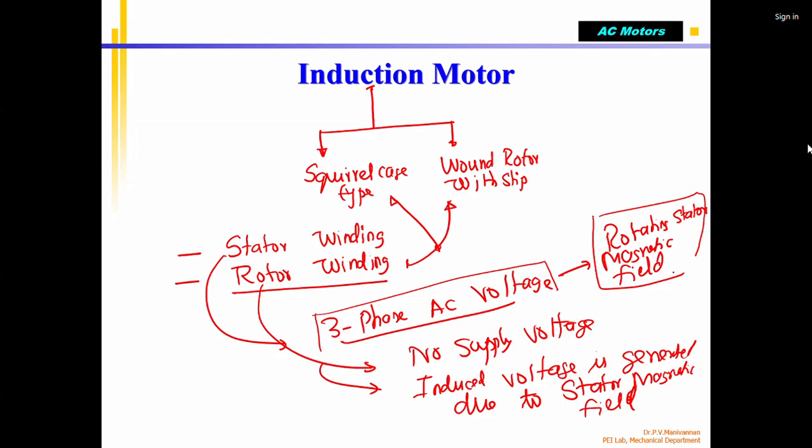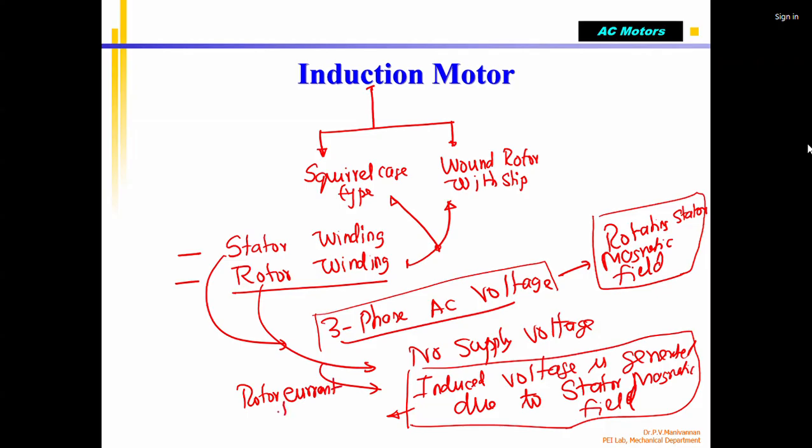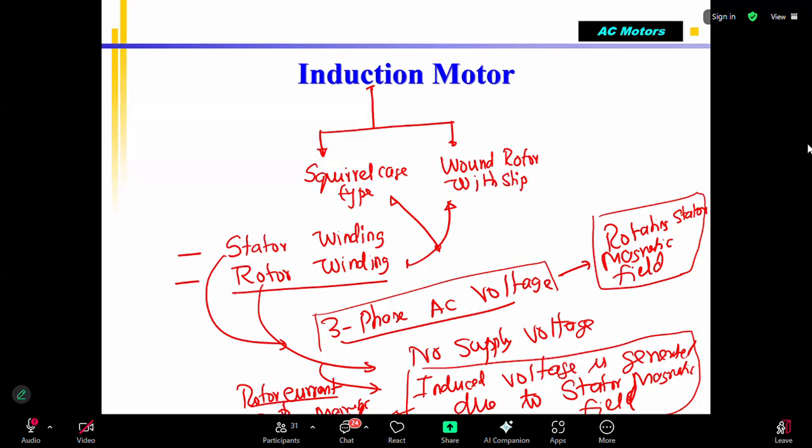That will be cut by the rotor windings. The rotor winding cuts this rotating magnetic field. So there is an induced voltage in the rotor coil due to the stator magnetic field, correct? Due to that voltage, there will be a current flow, the rotor current. So there is a rotor magnetic field. This rotor field interacts with the stator magnetic field, and similar to a synchronous motor, it works.